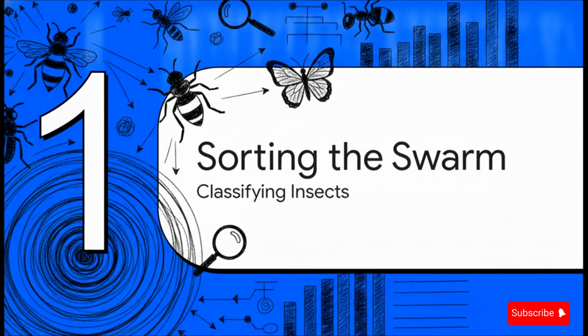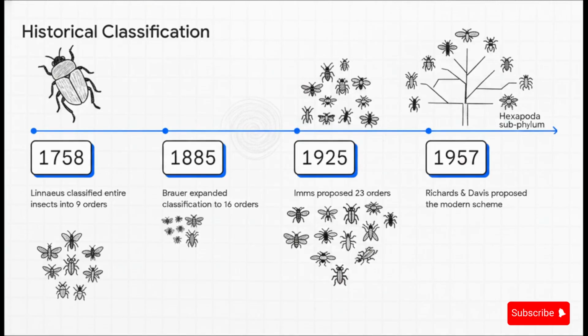Section 1. Sorting the swarm. Before we even look at the bugs themselves, we really need to appreciate the historical challenge scientists faced when trying to organize this sheer unparalleled chaos. I mean, our understanding of insect classification didn't just happen overnight, it grew dramatically over centuries. Back in 1758, the legendary taxonomist Carl Linnaeus tried to wrangle the entire insect class into just 9 orders. 9! But as explorers discovered more of the world, that number simply couldn't hold the sheer variety of life.